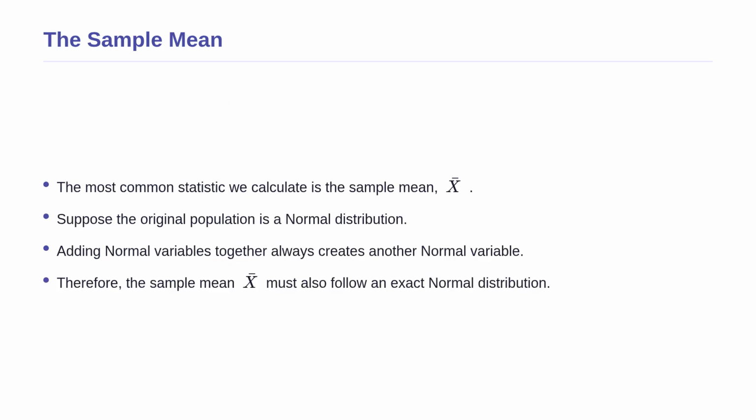Having seen the visual, let us focus on the most common statistic we calculate, the sample mean. We want to know how the sample mean behaves if the original population is already perfectly bell-shaped, which we call a normal distribution. Suppose our population has a true average and a true variance. If we draw a sample, the sample mean is calculated by adding up all the sample values and dividing by the sample size. Because adding normal variables together always creates another normal variable, the sample mean must also follow an exact normal distribution. We just need to find its center and its spread.